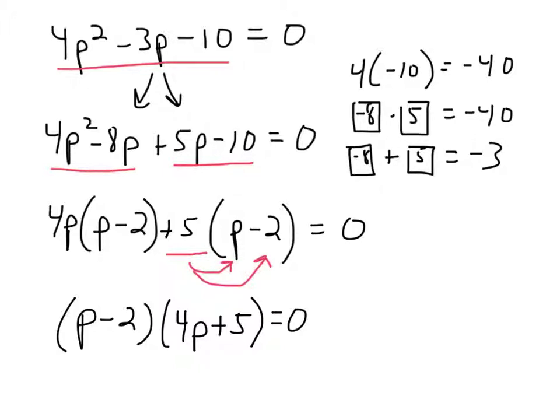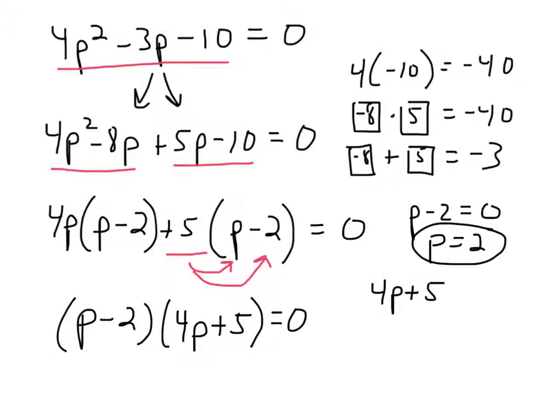And then we'll have to set each part of that equal to 0. So we have p minus 2 equals 0. And that will give us p equals 2 for one solution. And then we have 4p plus 5 equals 0. So 4p equals negative 5. And p would be negative 5 fourths for the second solution.